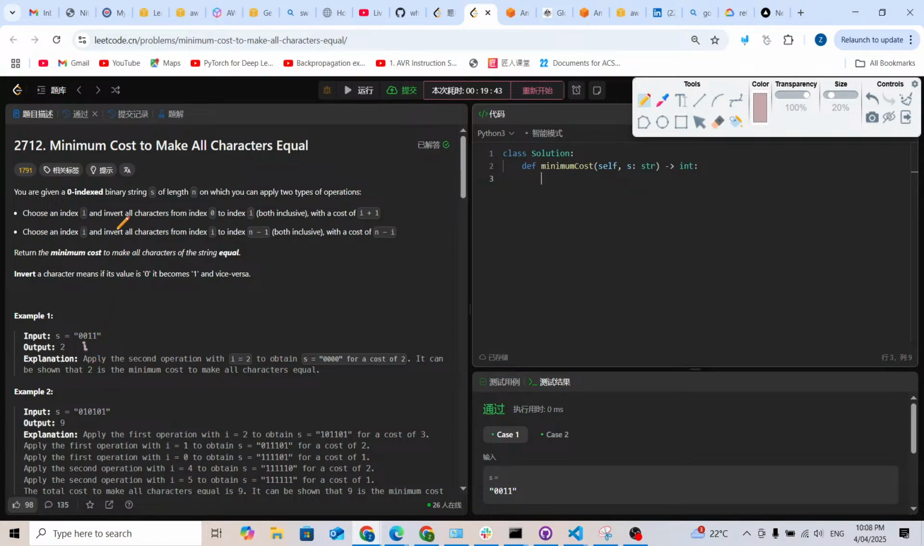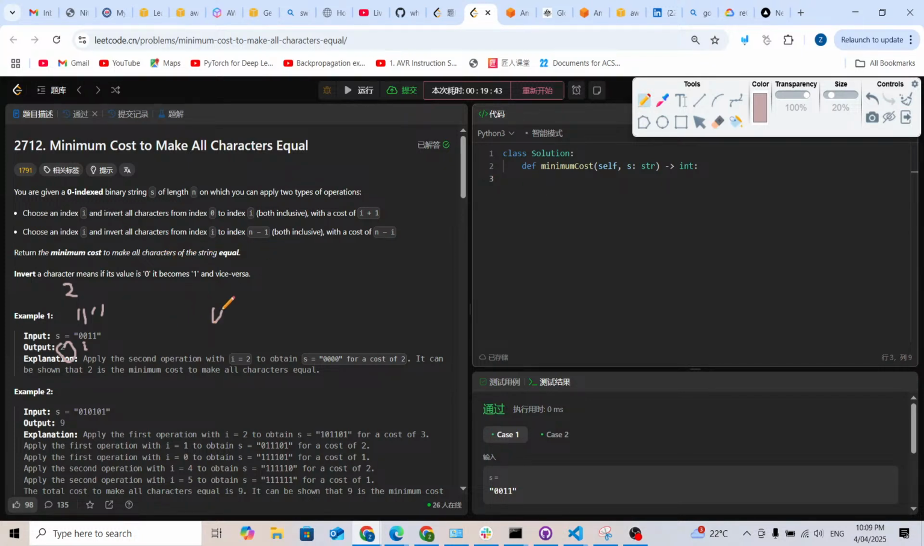We choose this index i and invert all characters from 0 to index i. What is the invert? We just need to turn the zeros to 1. So we turn those two zeros to 1, with a cost of i plus 1, which is 2. After that it's always 1, so this is the final answer, 2. Or we can choose an index i and invert all characters from index i to n minus 1.